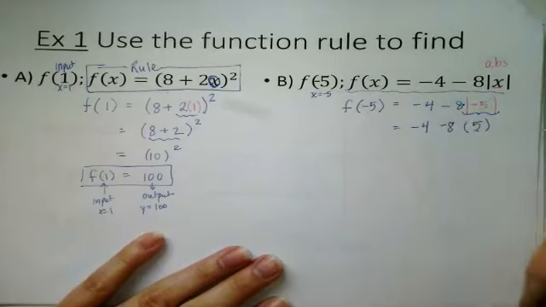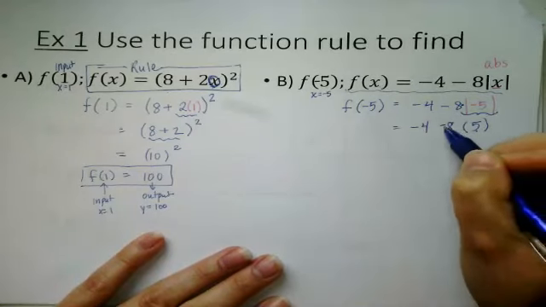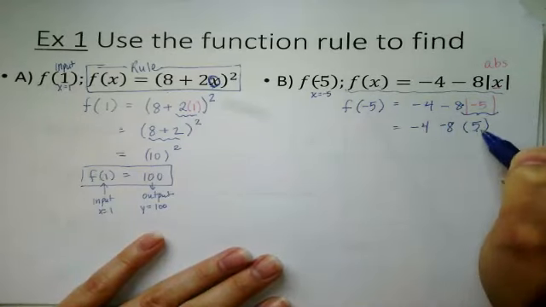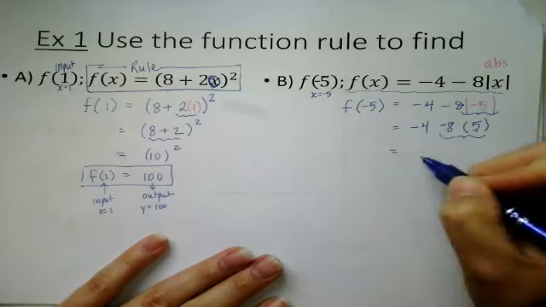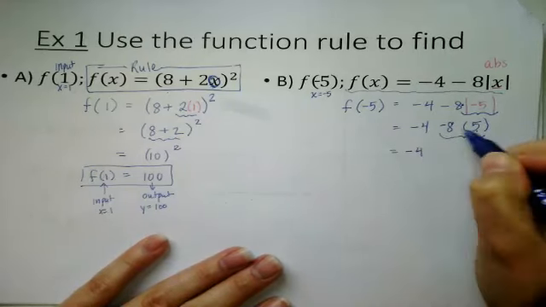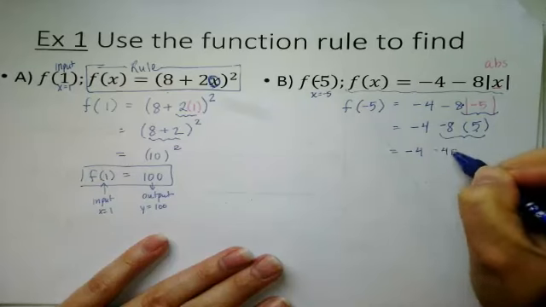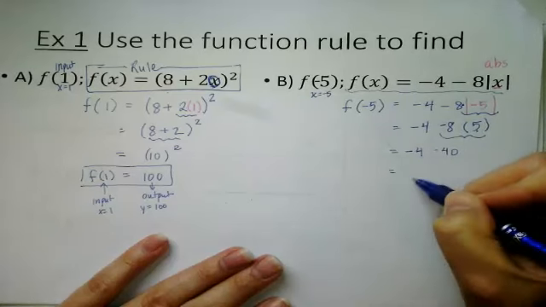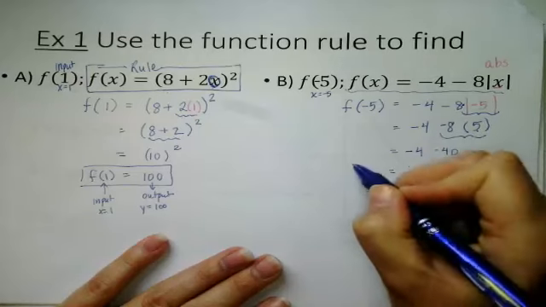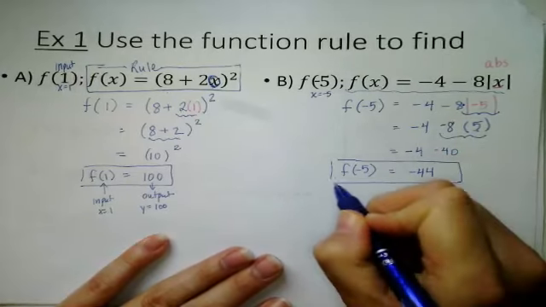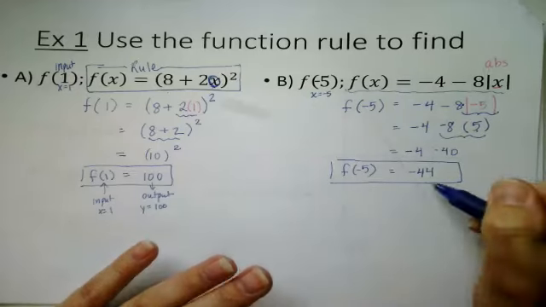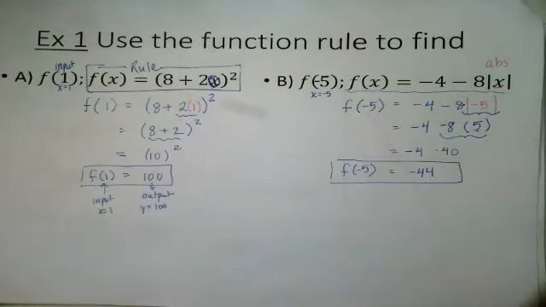So I'm going to go ahead and bring down this other stuff. So this is negative 8 times 5. We want to multiply first, order of operations. Negative 8 times 5 is negative 40. And a negative 4 and a negative 40 is negative 44. So f of negative 5 equals negative 44. We had an input of negative 5 and an output of negative 44.